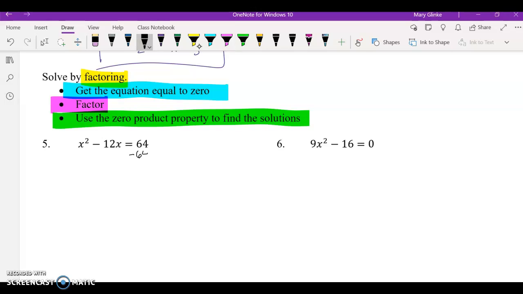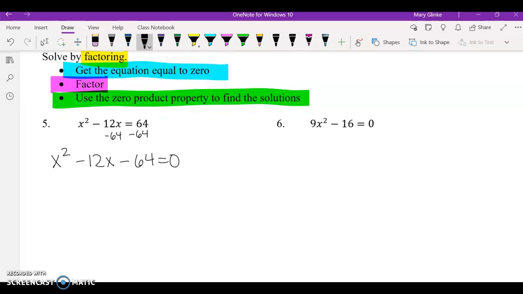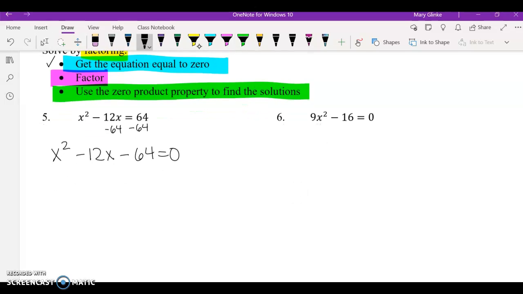So for this first one, we have a 64 on the wrong side. So we're going to move it over. We get x squared minus 12x minus 64 equals 0. So we did step 1. Step 2 is to factor now. So for this one, we are looking for what multiplies to get negative 64, but adds to get negative 12.